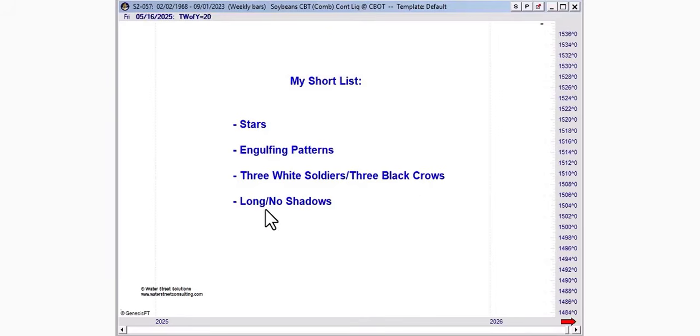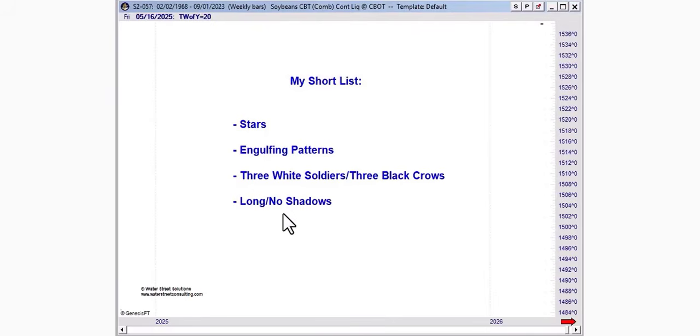And then any kind of candle with either a long or no shadow. If it has a long shadow, that means something. If it has no shadow, that means something. Long shadows basically tell us that the market is rejecting higher or lower prices. If it does not have a shadow, then that tells us the bulls or the bears are in total control of that market. Again, it has a meaning.